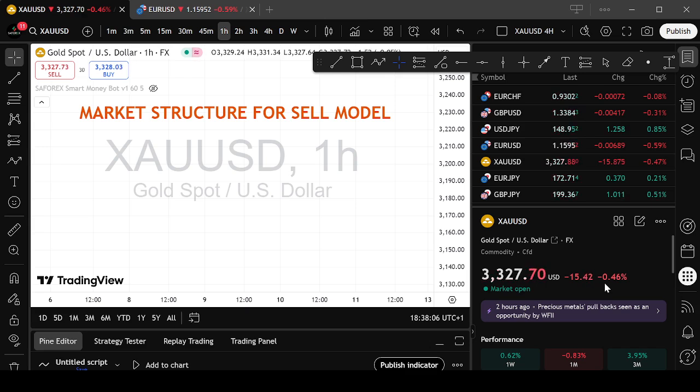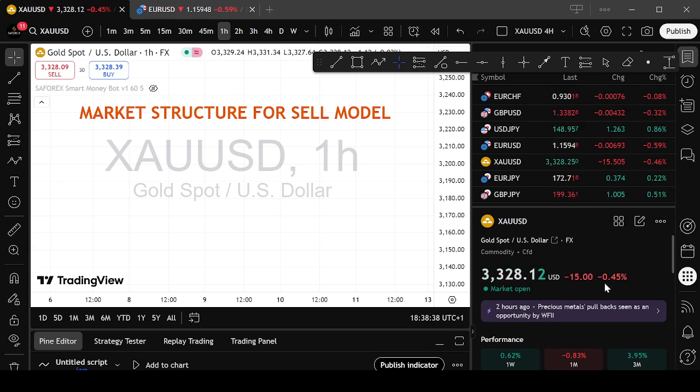We understand that there are three states of the market. There's buy, there's sell, and there is the consolidation state of the market. We've explained what buy is. If you've not watched the buy model video, you can go there and see the link in the video, on either side of the video, or you just go to our playlist and you see the buy model structure.